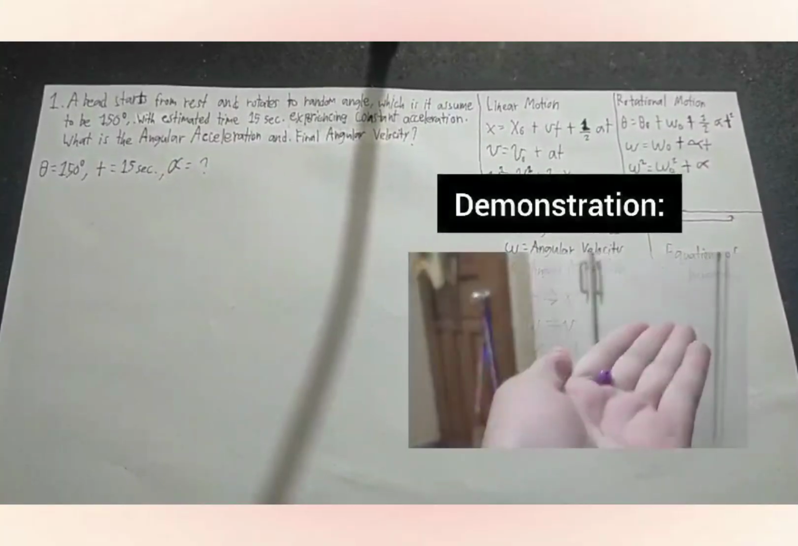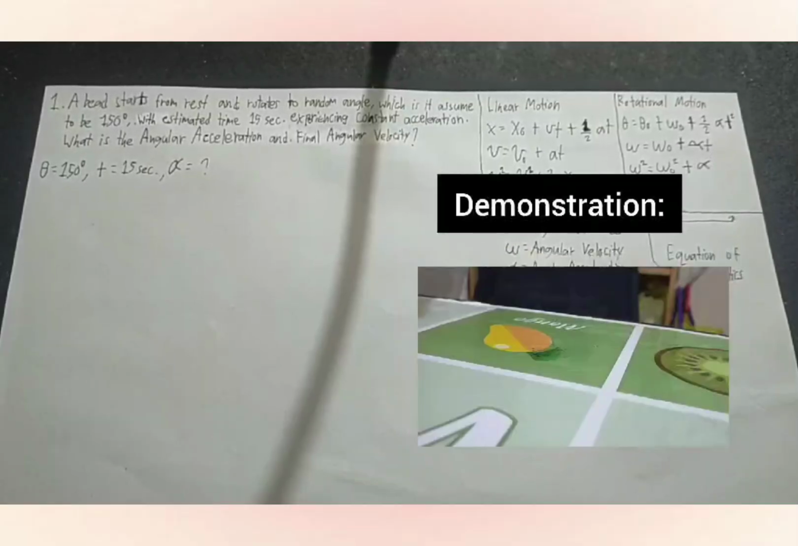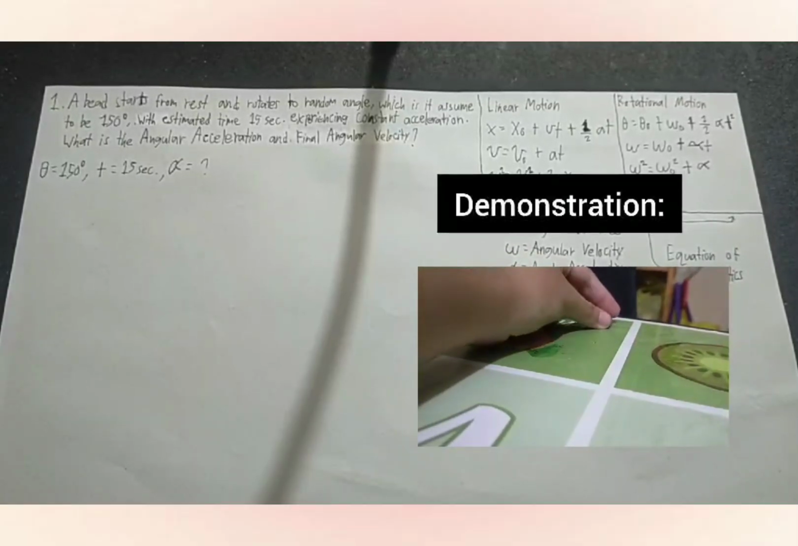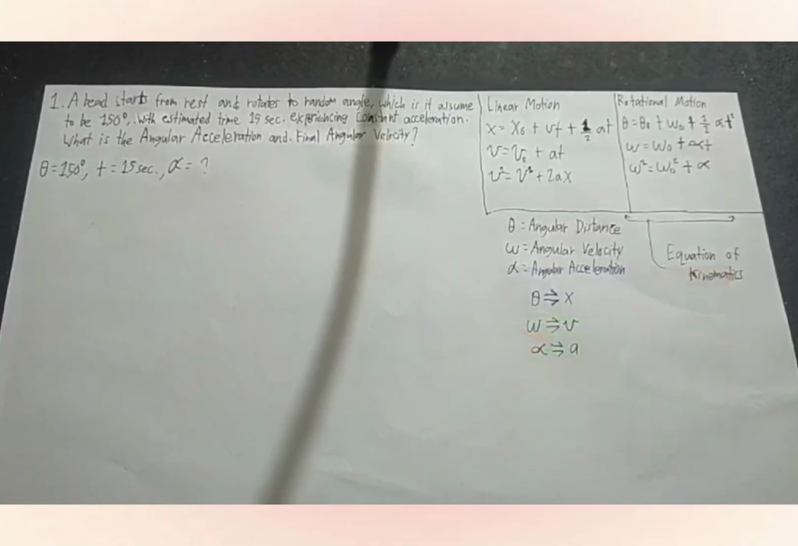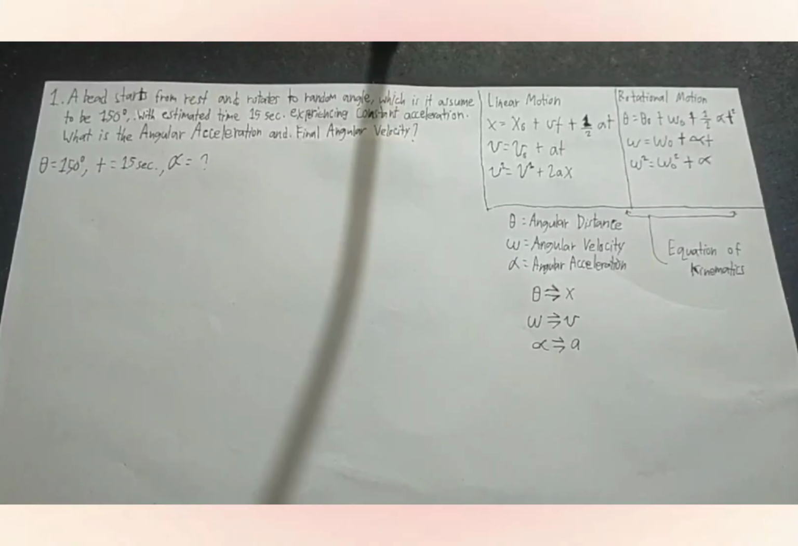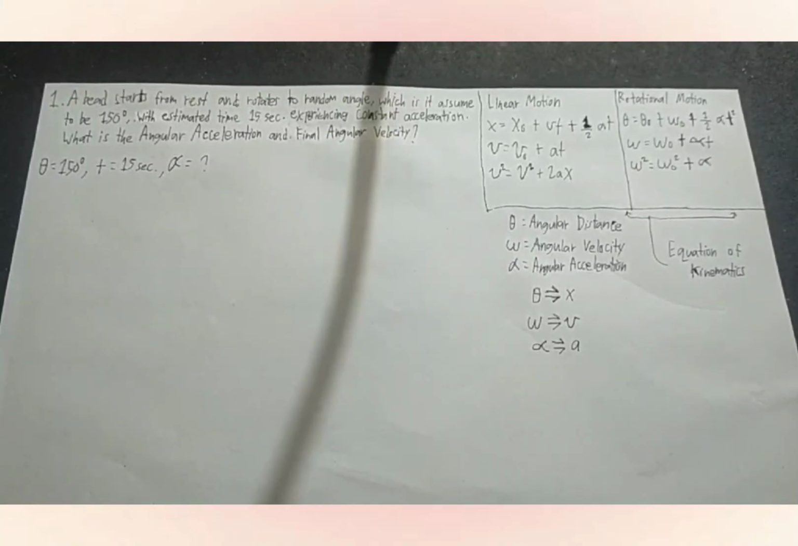Since Yun has already discussed what rotational motion is, now I am here to show you examples of rotational motion and demonstrate how they are calculated. So here's the first example. A bead starts from rest and rotates through a random angle, which we assume to be 150 degrees, in an estimated time of 15 seconds, experiencing constant acceleration. What is the angular acceleration and the final angular velocity?